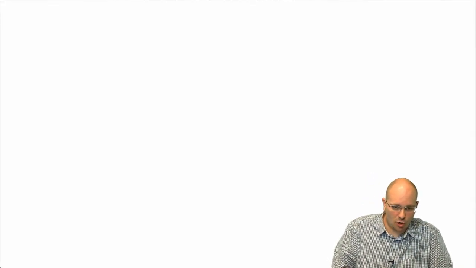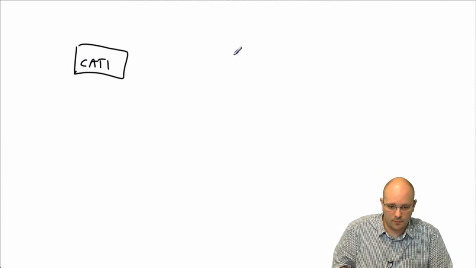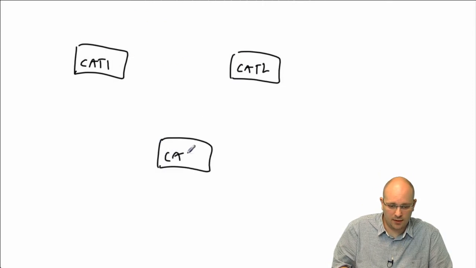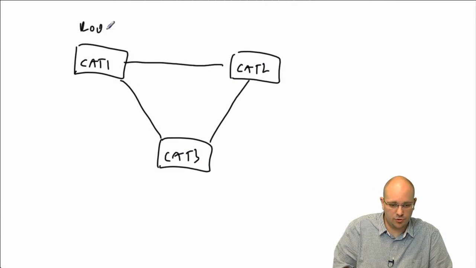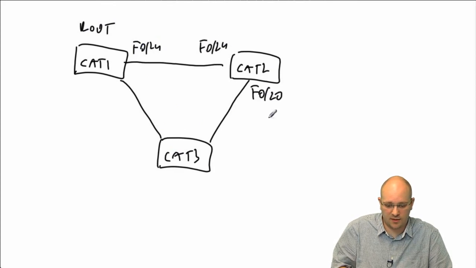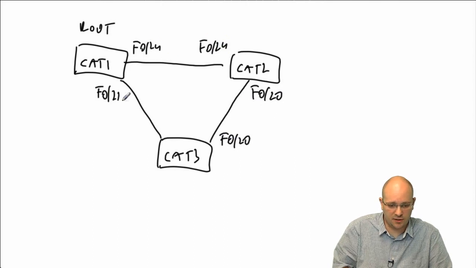For that, we are going to go back to the whiteboard. Let's redraw our topology. So here I have Cat1, I have Cat2, and Cat3. I have the links between them. This one here is the root. This is FastEthernet 24, FastEthernet 24, FastEthernet 20, same here, and FastEthernet 22 on this side here.